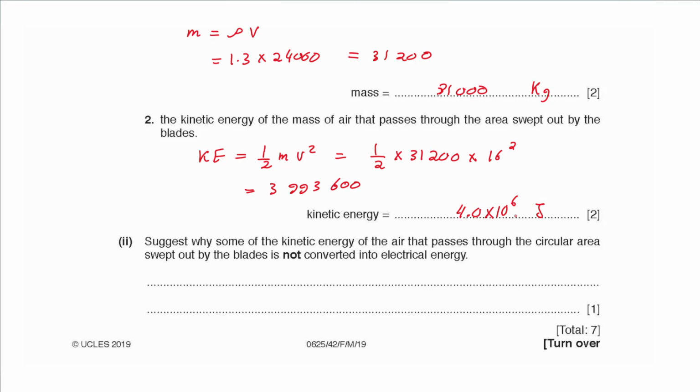Part III says suggest why some of the kinetic energy of the air that passes through the circular area swept out by the blades is not converted into electrical energy. One of the reasons is that not all the air passing actually hits the blades, or we can say that there is some energy lost as heat due to friction inside the mechanism of the system or the turbine itself, or we can say that air does not completely stop when it hits the blades, so not all the kinetic energy is converted to electric energy.